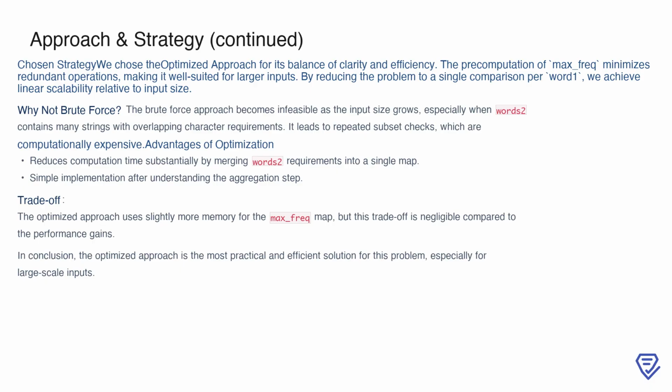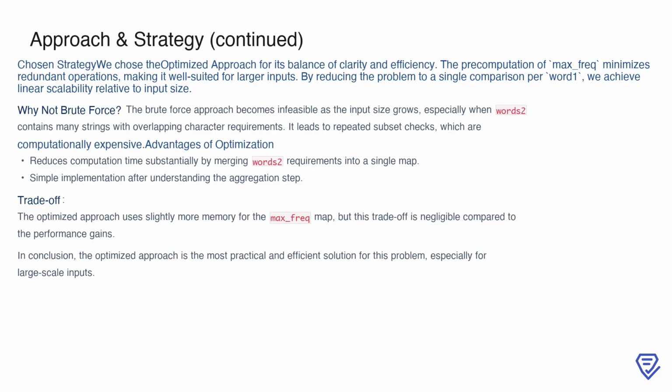Pre-computing the max_frequency map minimizes redundant operations and makes the solution highly scalable, as each string in words 1 only needs to be compared against a single aggregated set of requirements. This is particularly advantageous for larger inputs, where the number of strings and their lengths can grow significantly. The brute force approach, on the other hand, becomes impractical for such cases due to its repetitive subset checks and high computational cost.